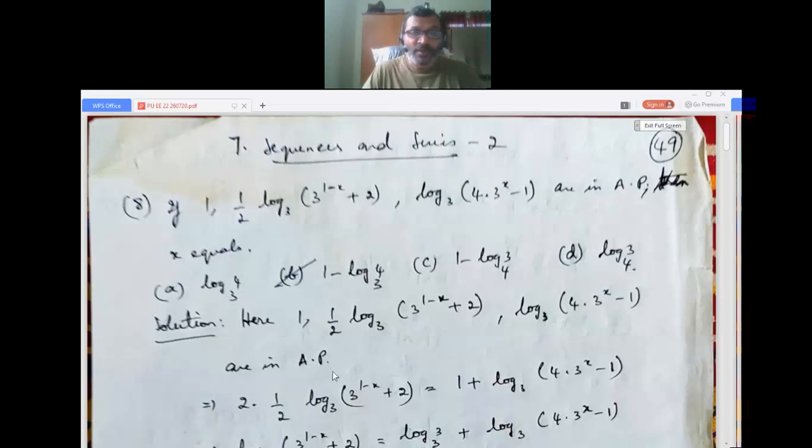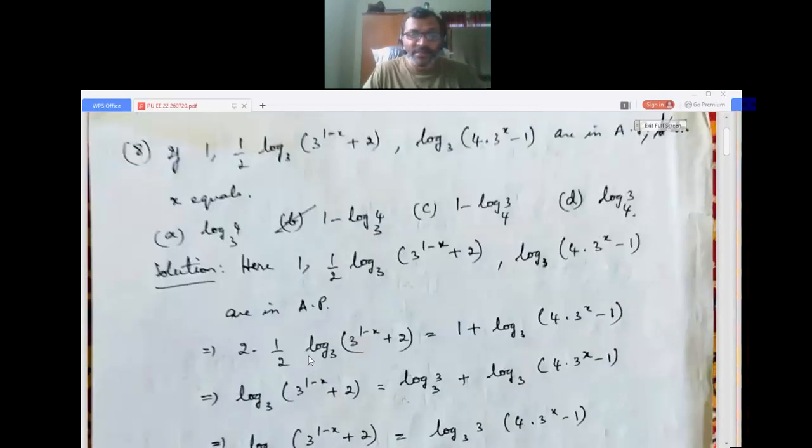Okay. Now, since it is given these three terms are in AP, arithmetic progression, the middle one will be the arithmetic mean. Suppose A, B, C are in AP, then I can say B equals A plus C by 2, or 2B equals A plus C, same thing. 2 into half into log base 3 of 3 power 1 minus x plus 2 equals A plus C, that is 1 plus log base 3 of 4 into 3 power x minus 1.